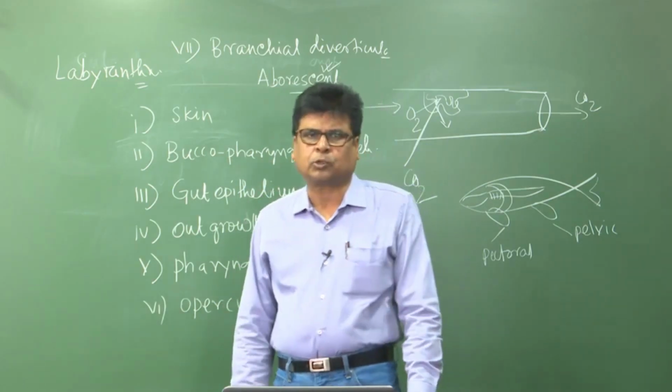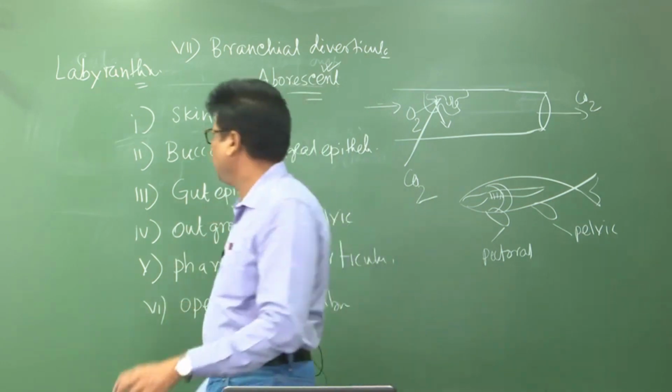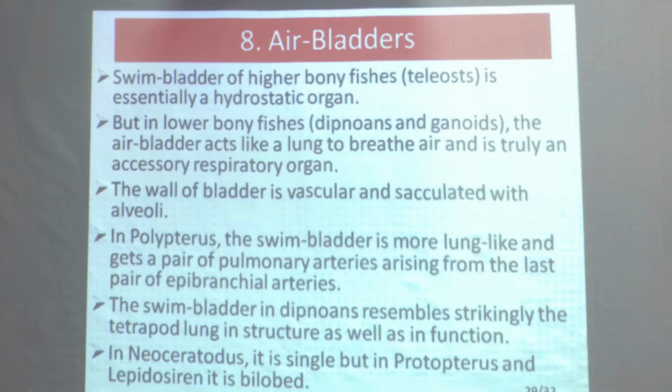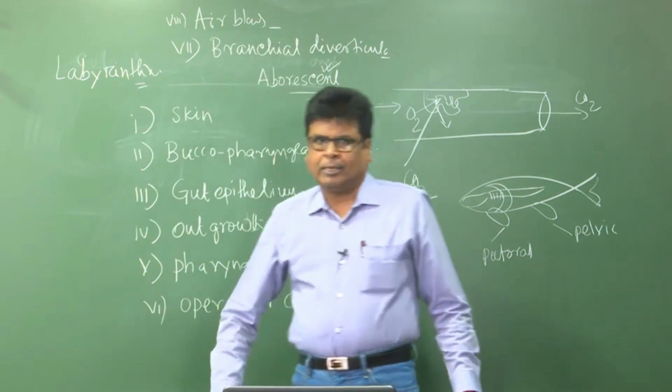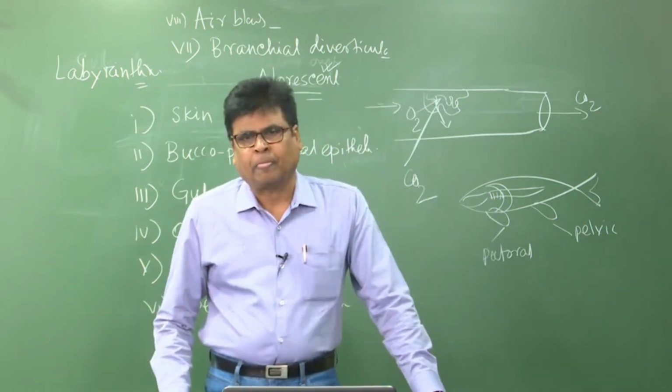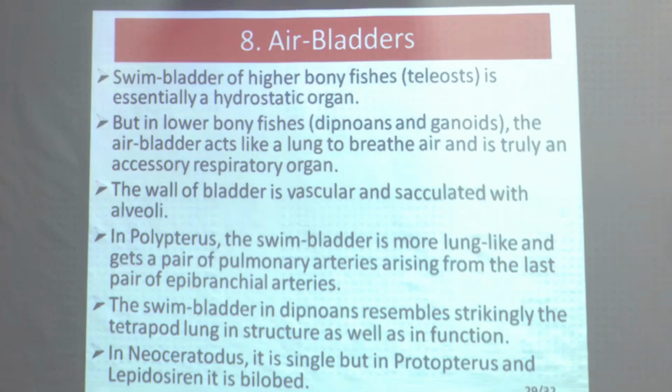Now come to the last one, the air bladder. The air bladder is also one type of respiratory organ or accessory respiratory organ. The swim bladder of higher bony fishes is essentially a hydrostatic organ, helping in buoyancy, but in lower bony fishes, for example dipnoans, the air bladder acts as lungs.